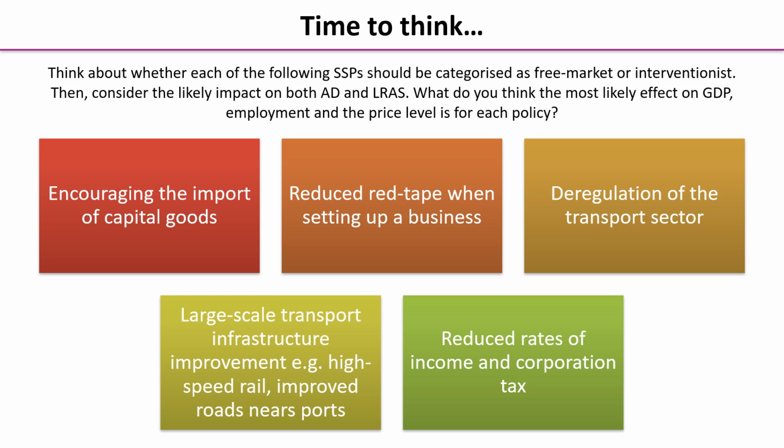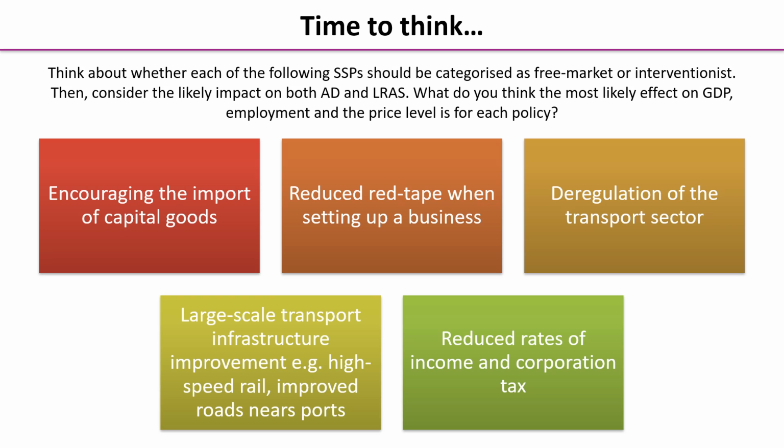So this exercise gives you some thinking time to think through the issues we've covered in this section of the lesson. There are 5 supply side policies listed for you here in the boxes on the slide. And the instructions suggest that you first categorise each of them as either a free market or an interventionist policy. And then take each of them in turn and work through what you think the impact of that policy will be on both aggregate demand and long-run aggregate supply. How much do you think it will shift each of those 2 curves on the diagram?